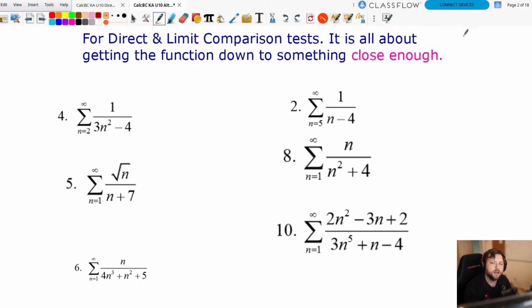And getting down to something that's close enough to, let's say, a p series, in these cases 1 over n to the p power. If you remember, as a p series, 1 over n to the p power, we want to reduce it down to this. And if you remember, when our p is greater than 1, we converge. Else, you diverge. So that's the p series.